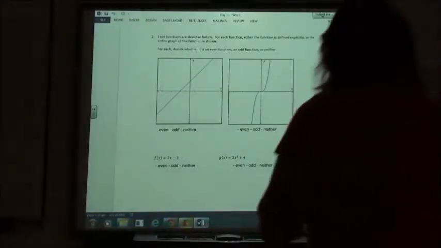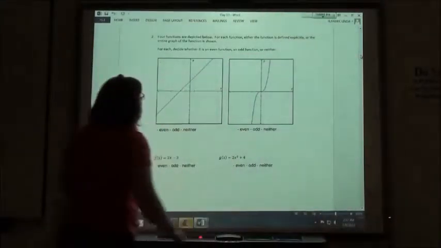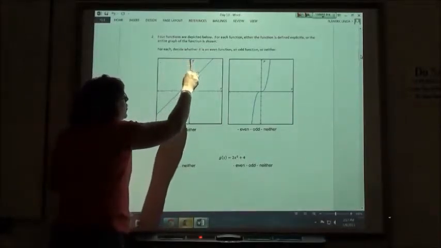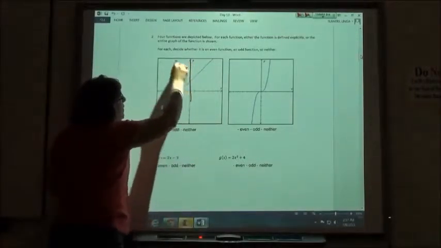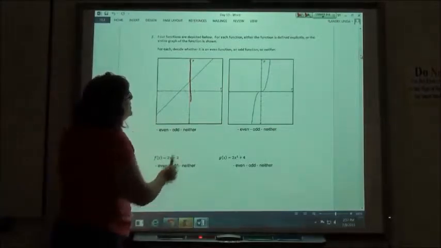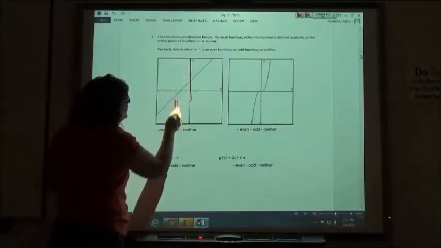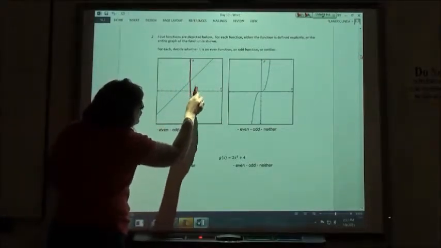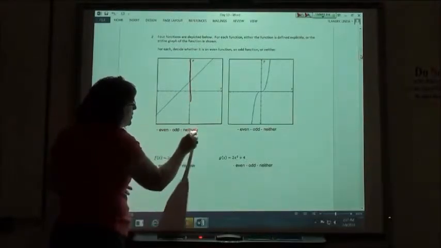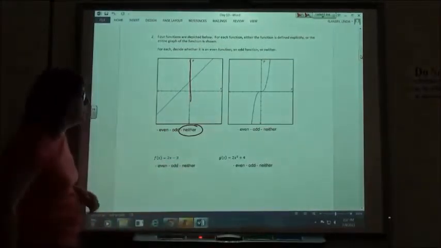So on number 2, if I'm looking at that one, it is not split across the y-axis, otherwise it would have to go up this way. And it's not split across the y and then the x, because it would have to be going through the middle section. So this one's going to be a neither function.